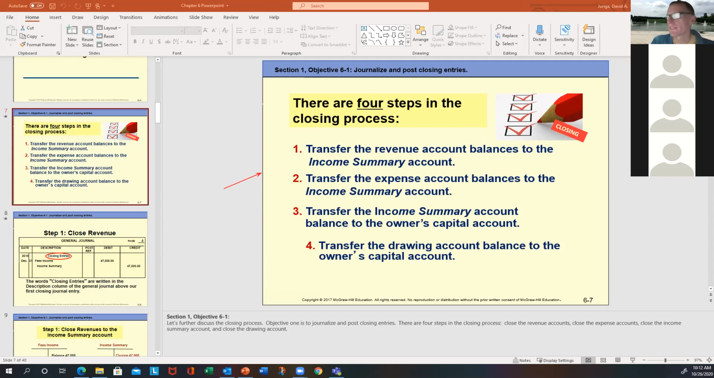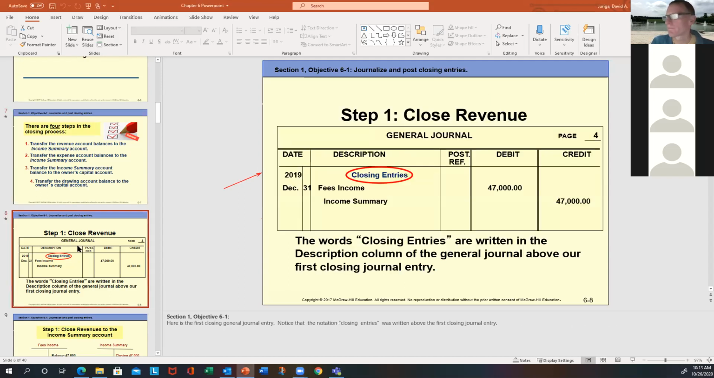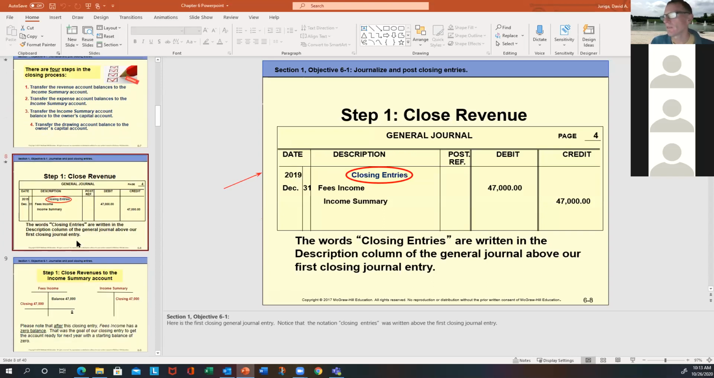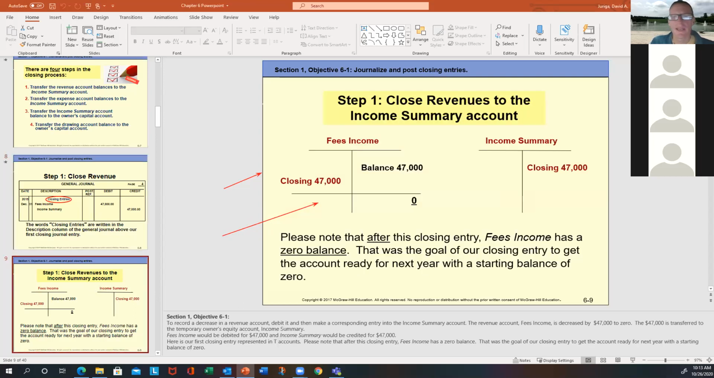Let's show you first the example of how you would close out that fees income. This would be your step 1. Look at the entry: you're debiting fees income because that's a revenue account, and crediting income summary. That's it. Debit fees income, credit income summary, that's the entry you would record in your journal. That would be your journal aspect. As I go back and forth here, I also want to look at the ledger aspect. On this slide, they're showing you fees income, and that's your revenue account.